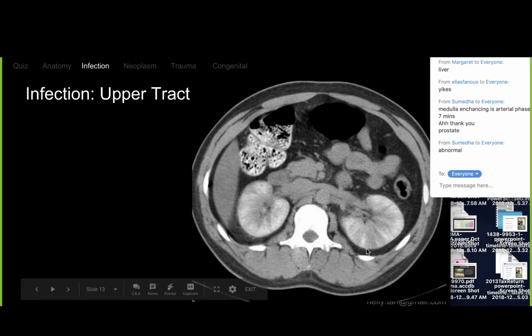Good. Yeah, perfect. So there's bilateral striated nephrograms. So these little radial hypoattenuation in bilateral kidneys are what we're talking about. And normally it should be homogeneously enhancing. So you see this, and what are you going to think about?